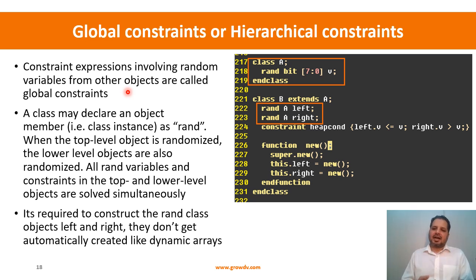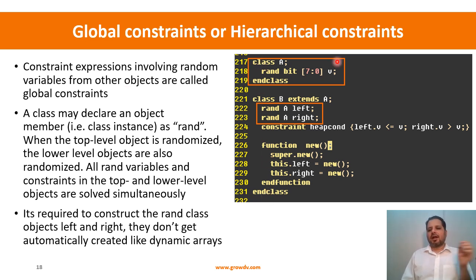And when that happens, when you call randomize on the top level object, all the rand variables across this hierarchy and all the constraints across this hierarchy are solved simultaneously, to pick values such that it satisfies all the constraints at all the hierarchies, right? That is because of this interlinked usage of the variables from the low level objects in the high level objects. So let's look at an example to get the clarity.